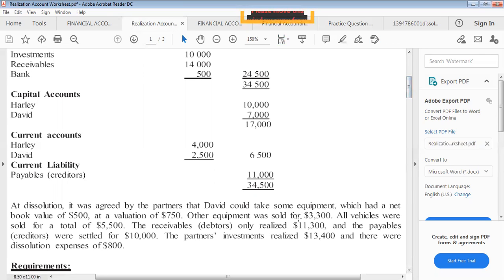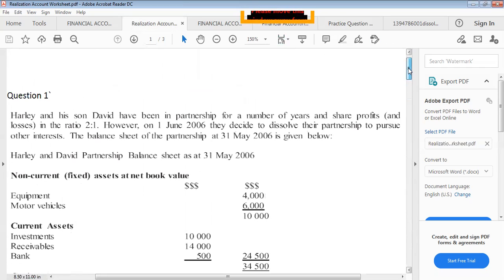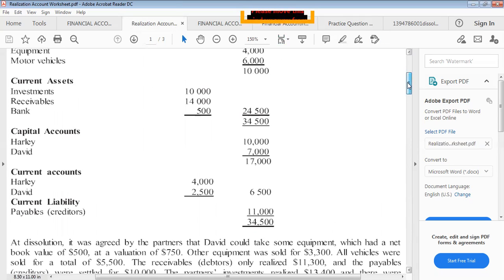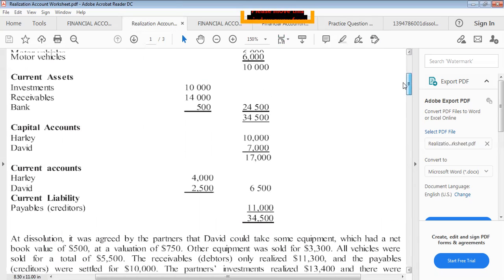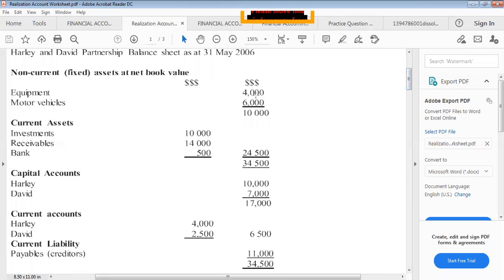So that would now go where? Also on the credit side of the what? Realization account. Right? However, the first thing you do overall is to what? Put these on the debit side at net book value. So you go. Yes. Right? Good.